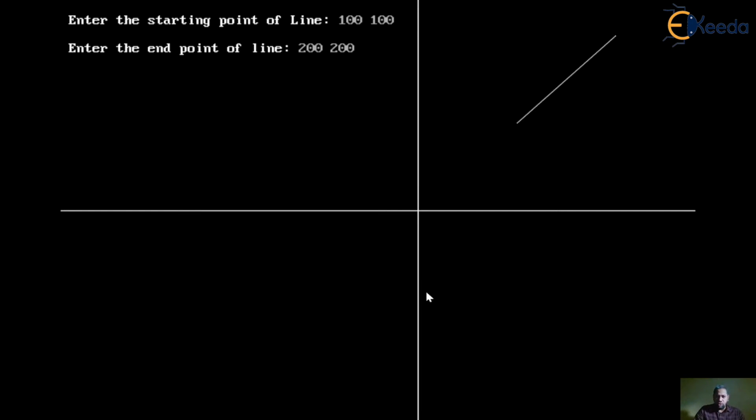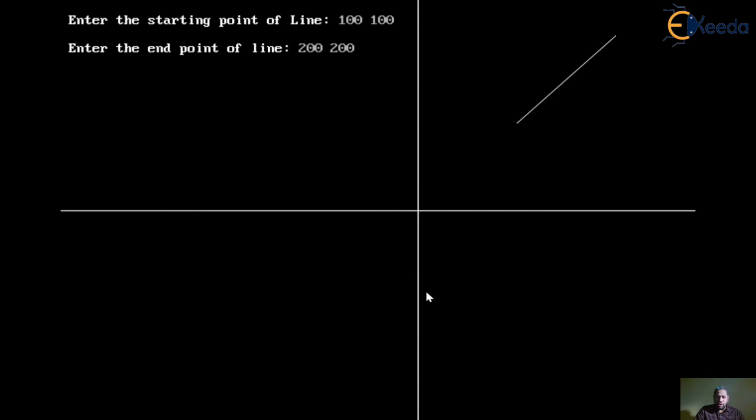Now here it is going to ask me to enter the starting point of the line. Suppose I want to plot the line into the first quadrant. In the first quadrant, x and y, all the values are positive. Okay, there is no negative value. So I just plot it as x1 is 100, y1 is 100. I want to draw the line from 100, 100 to 200, 200. Okay, so just see the output. Yes, here you can find it.